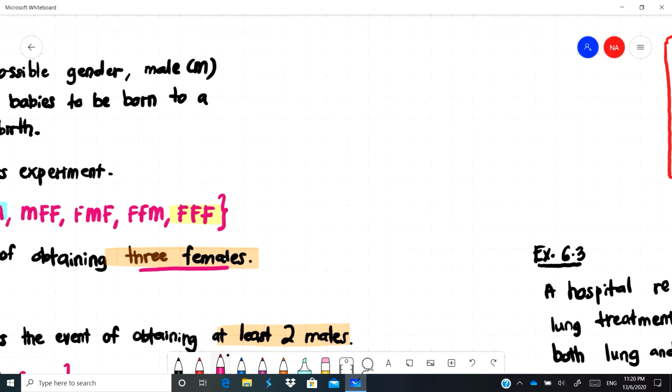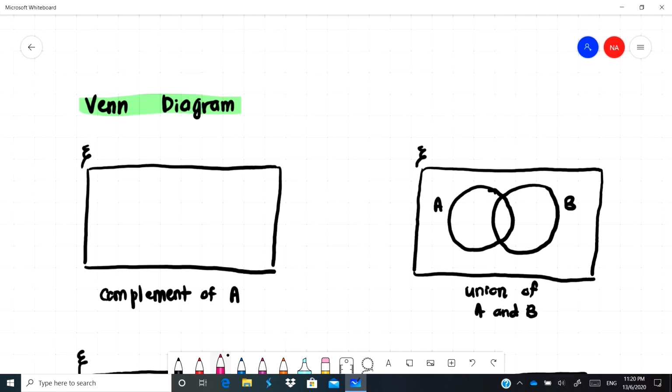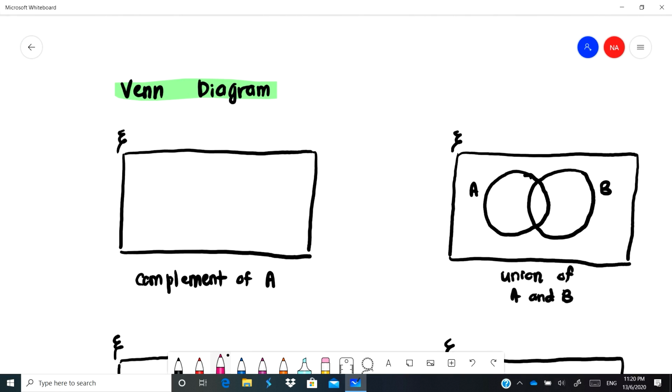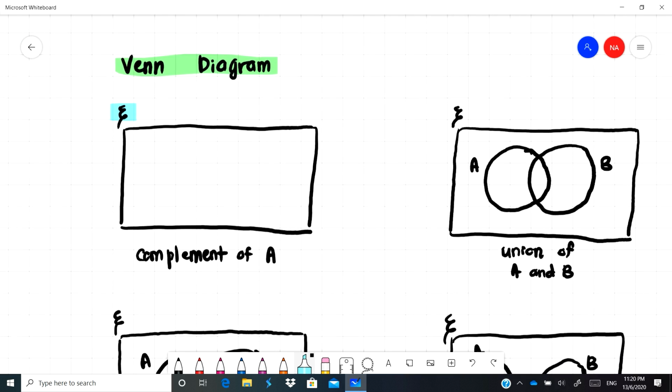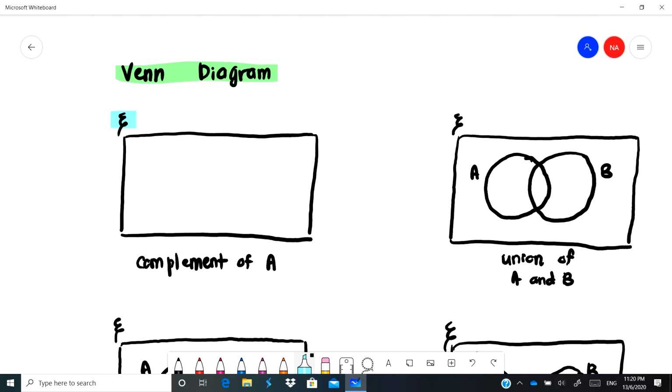Now let's move to the concept of the Venn diagram. In a Venn diagram, we have the universal set, meaning the collection of all sets, labeled by that symbol. Let's say we have a set A. The complement of A is labeled A prime, which is outside A.